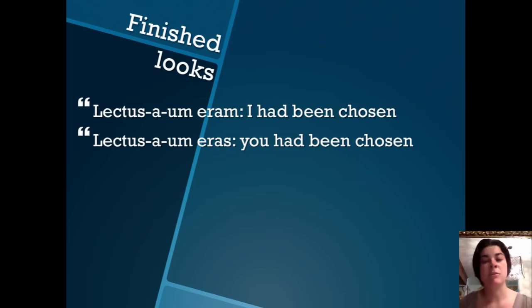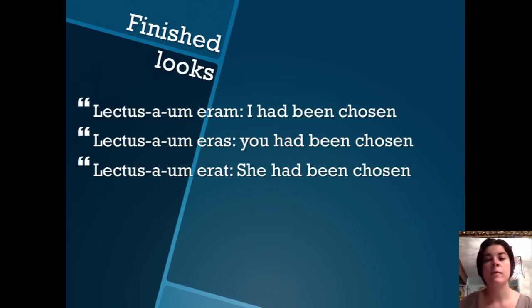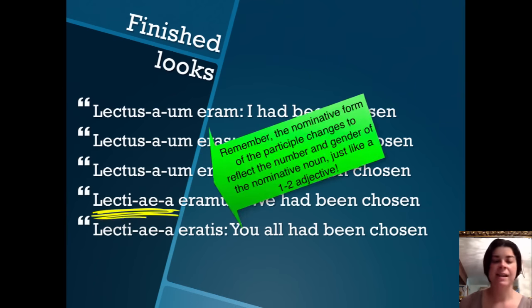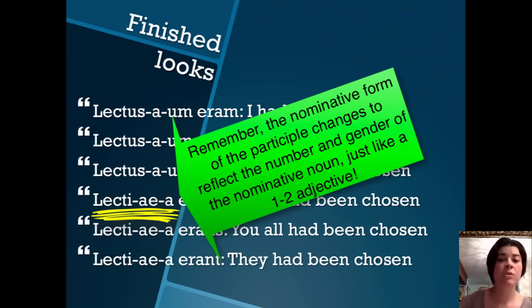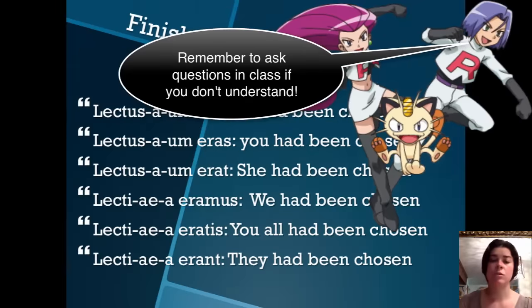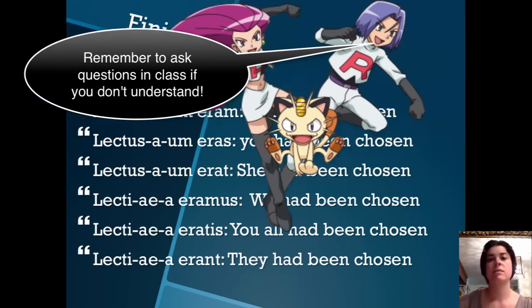The next form, lectus, -a, -um eras, you had been chosen. Lectus, -a, -um erat, she had been chosen, or he or it. Lecti, -ae, -a eramus, we had been chosen. Lecti, -ae, -a eratis, you all had been chosen. And lecti, -ae, -a erant, they had been chosen. So this is what you should have in your notes. Make sure you double check it and that it is correct.